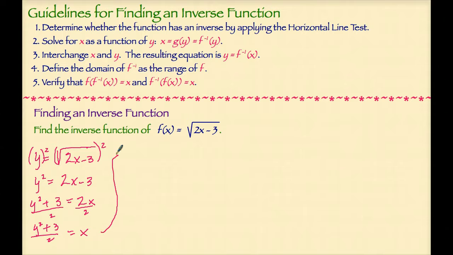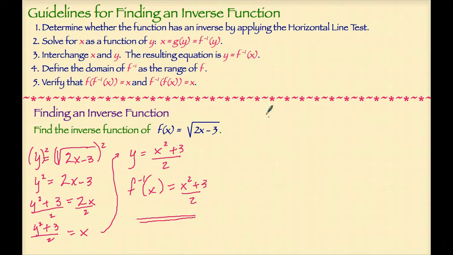Now it's time to interchange x and y. y equals x squared plus 3 over 2. And I'll replace y with f inverse of x equals x squared plus 3 over 2. So this is the inverse function. Let's verify that by composing the two functions.